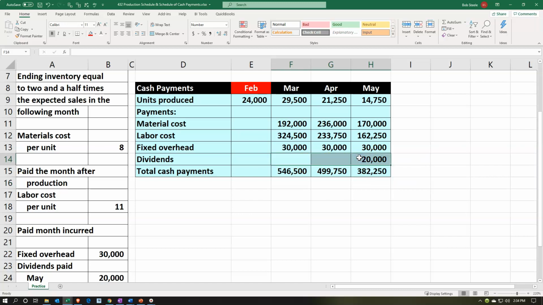Then we'll put an underline here. We'll go to the Home tab, Font group. We'll put an underline here, and we'll put the double underline on this one down below. Home tab, Font group, and the double underline.